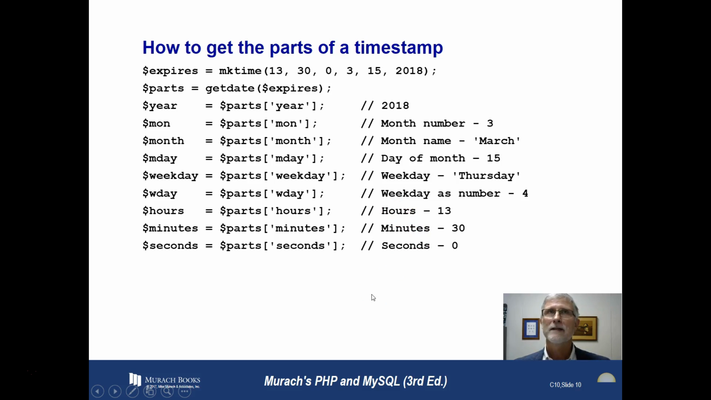Now, sometimes you want just parts of a timestamp. You have this timestamp, which is just a large decimal number, but I just want the year.